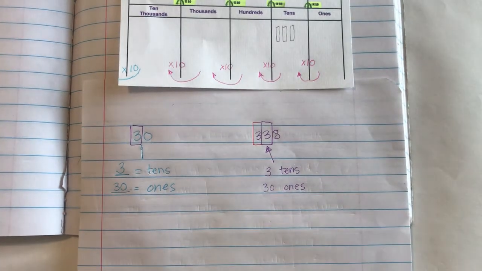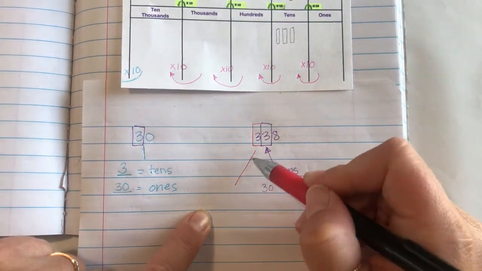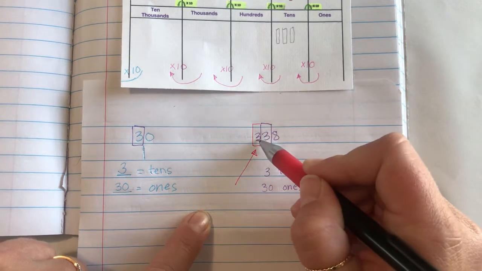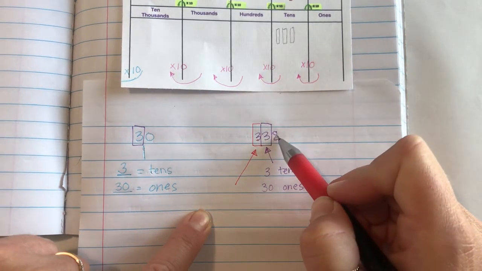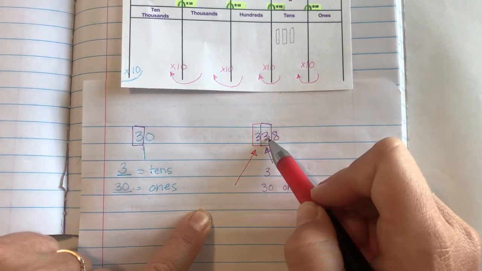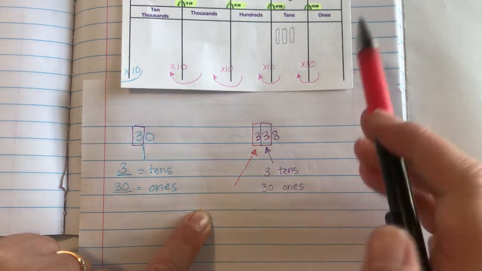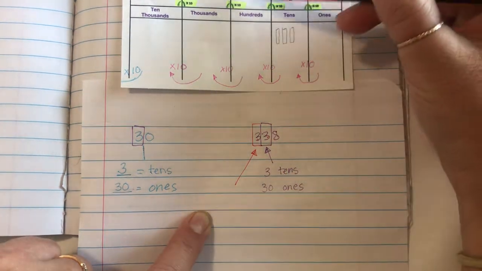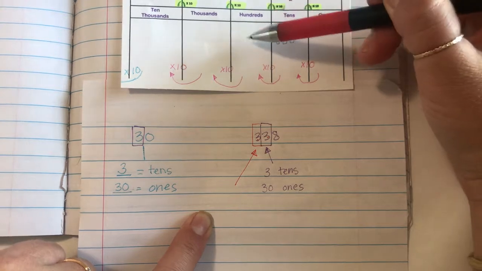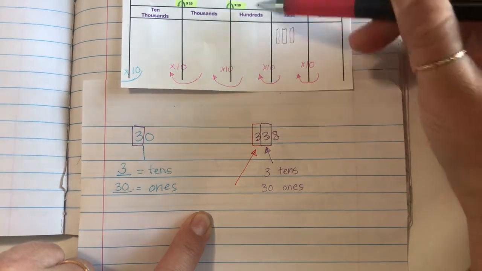And here's where that value changes. Let's take a look at this other 3. This 3 is not in the 1's place value. It's not in the 10's place value. It's in the next place value, which would be 1's, 10's, 100's. It's in the 100's place value. So this 3 is saying we have 3 hundreds.